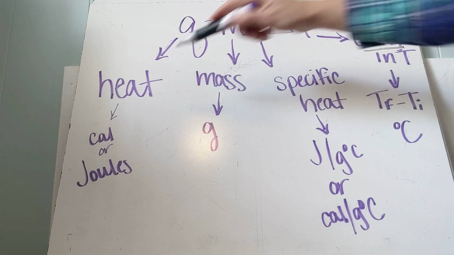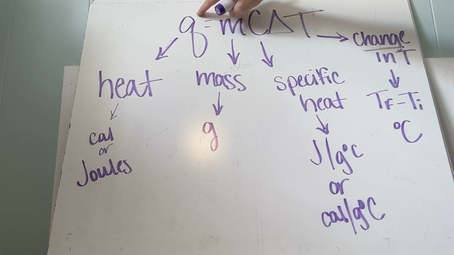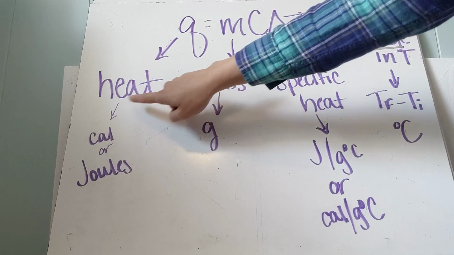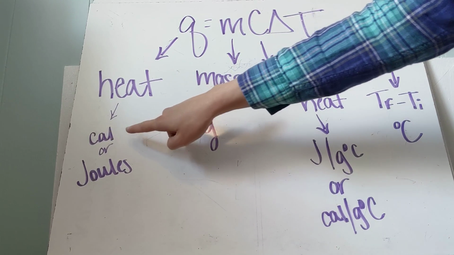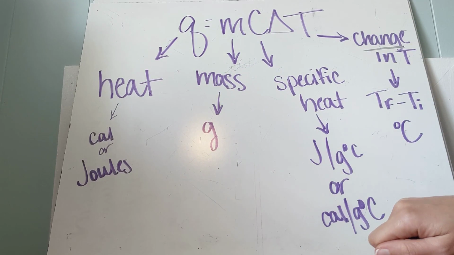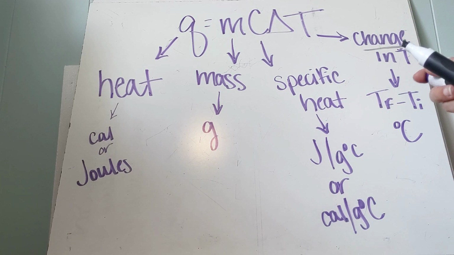Q is our heat. If you're asked for the amount of heat, you are being asked for Q. Heat is measured in calories. Notice that's a little c, not a big C, so that's not kilocalories. And joules, and again, notice that's not kilojoules.